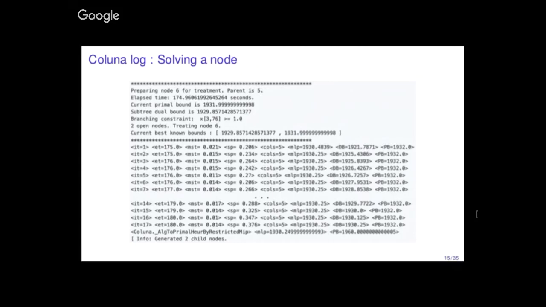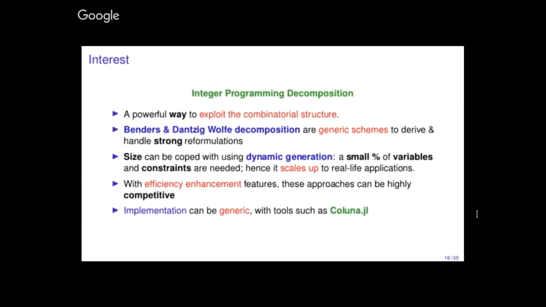And here you see the MLP bound and the dual bound. These are the primal and dual bounds for the LP on your node. These bounds will converge by the end of the solution process of a node.